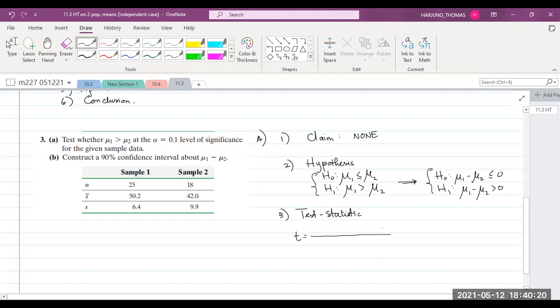Test statistic: we don't have the population standard deviation, so I use t. On the top will be x1 bar 50.2 minus x2 bar 42.0 minus mu1 minus mu2, that's 0. This 0 is coming from the null hypothesis. Over the square root of sample variance, 6.4 squared, divided by the sample size, plus sample variance divided by the sample size.